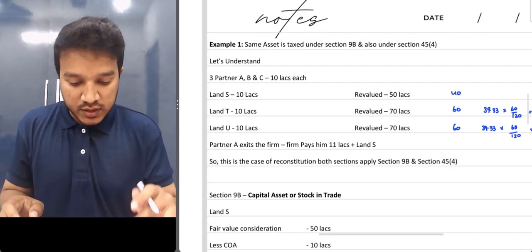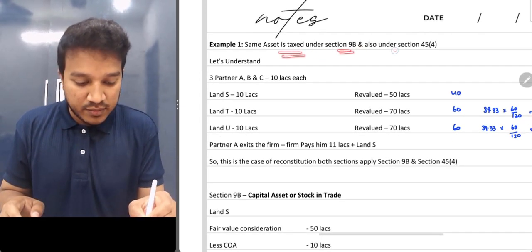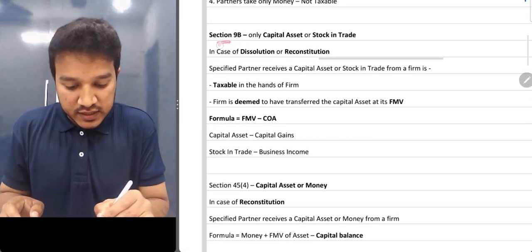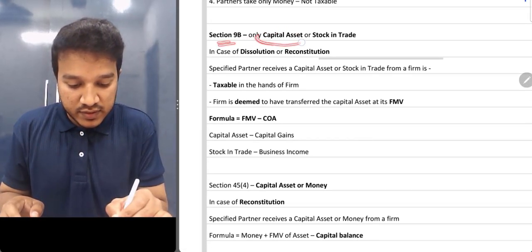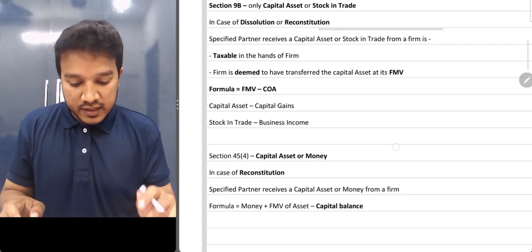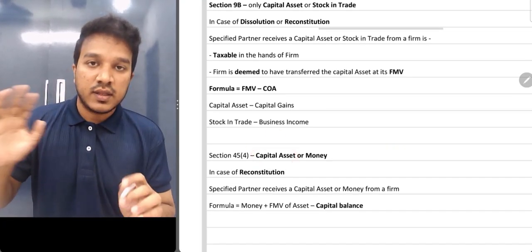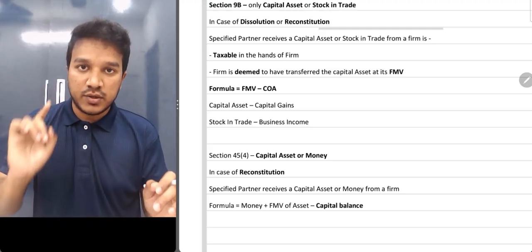In this question, if you see, the same asset is taxed in section 9B and also section 45(4). Understand what is happening here. Here we said that if you give any capital asset, it is covered under section 9B. And then here also there is a capital asset under section 45(4). Is it double taxation? The answer is no. How? I'll explain it now.